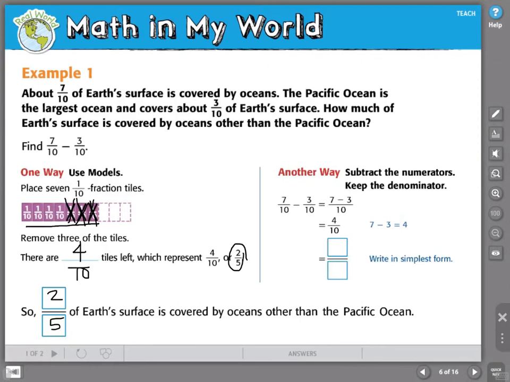Just like when we added like fractions, we can subtract fractions that have the same denominator simply by subtracting the numerators. Because the denominators are the same and will stay the same, we can simply subtract 7 minus 3. 7 minus 3 equals 4. So again, I have 4/10. And again, 4/10 in its simplest form is 2/5. So 2/5 of the Earth's surface is covered by oceans other than the Pacific Ocean.